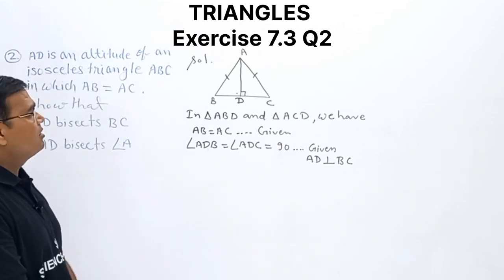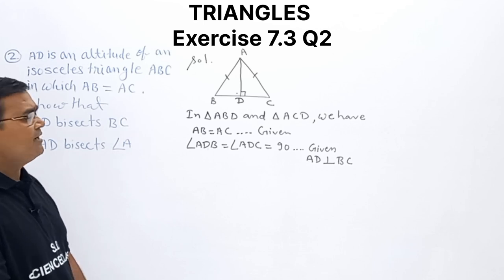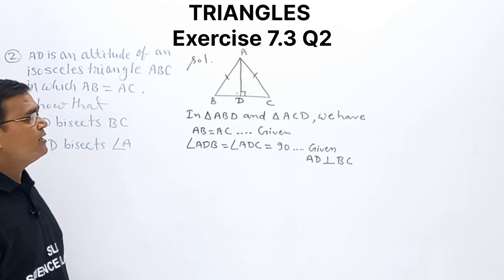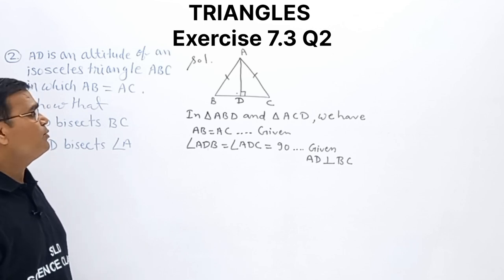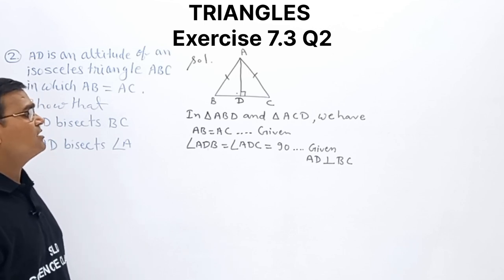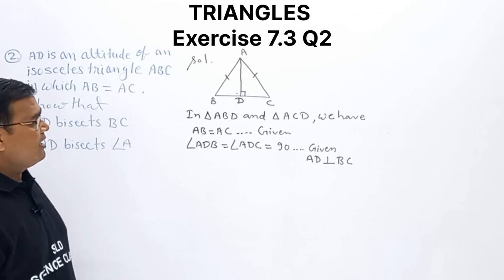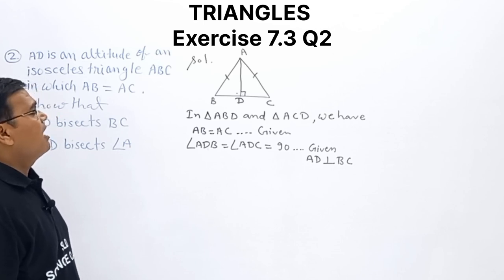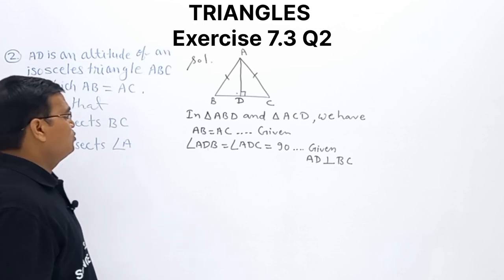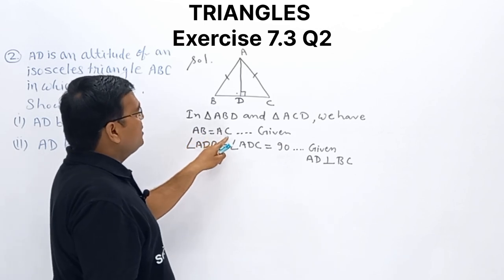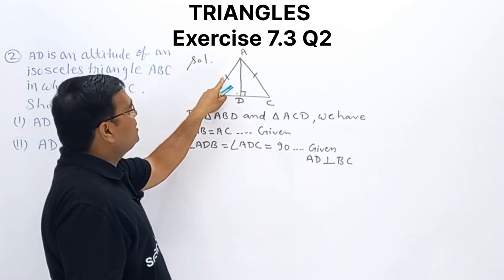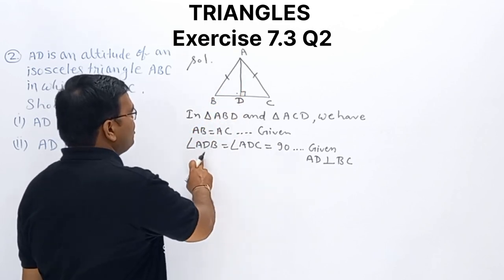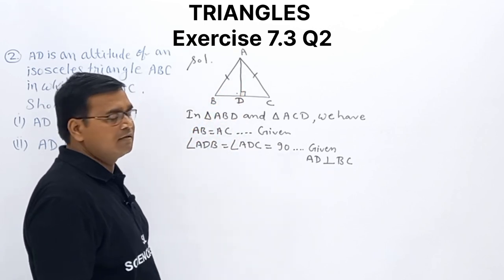These are right triangles, right angled triangles. So we are having one congruence rule. Once right triangles we are having, then we will use the RHS, right angle hypotenuse side, congruence rule. So AB equal to AC, given. This is the hypotenuse. AB and AC both are hypotenuse of these two triangles. And this one is right angle. Right angle. Clear?